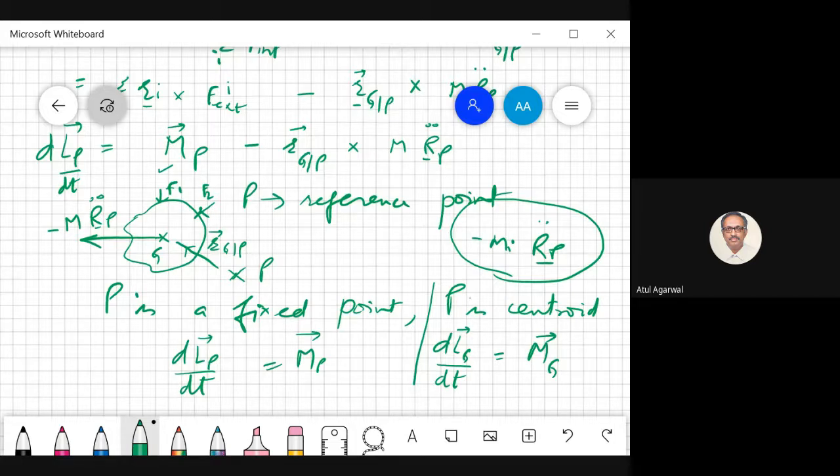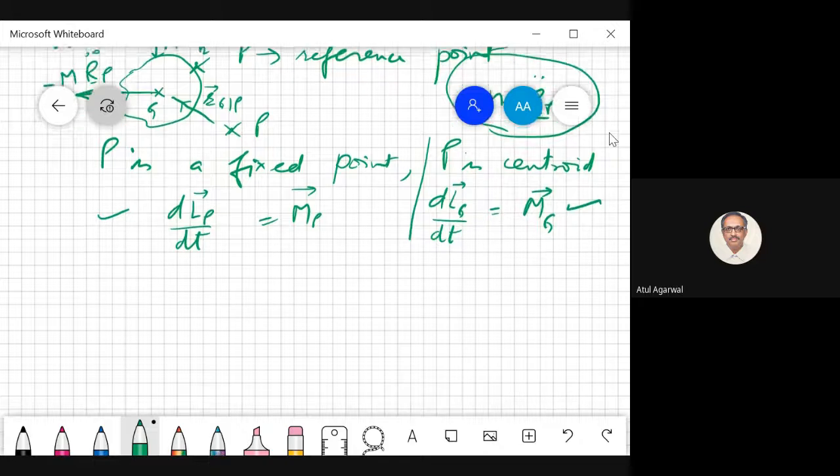So this equation is valid only when your reference point is a fixed point or the centroid. But if it is any arbitrary point which is having some translational acceleration, then your equation gets modified. Is it okay? Okay. Now what we'll do, we'll take a simple example.